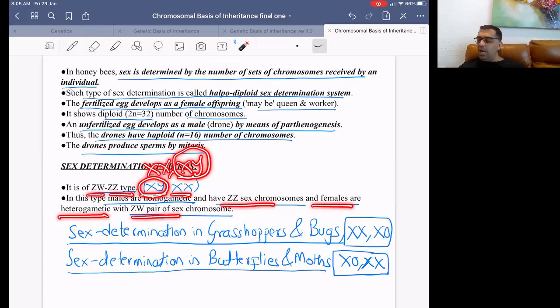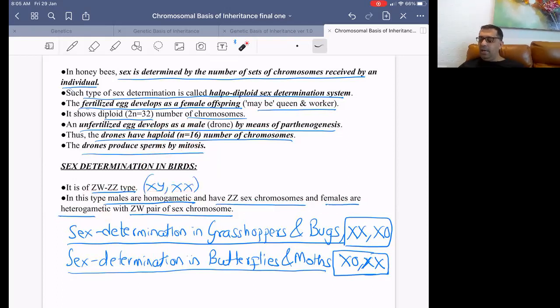So humans are XX and XY, birds are ZW and ZZ. In humans, females are XX, males are XY. In the case of birds, females are ZW, males are ZZ.